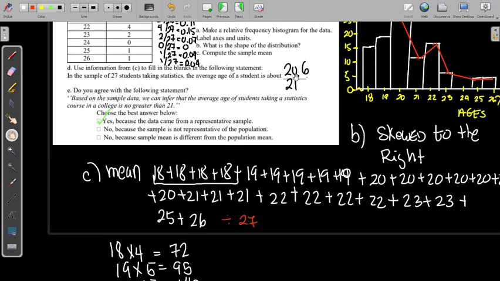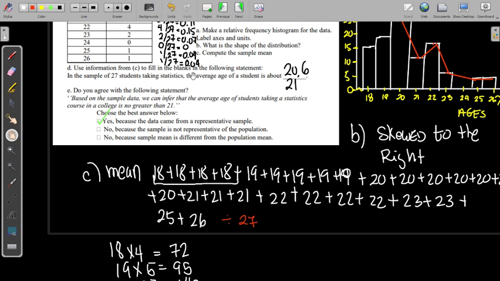It's okay, but I'd rather have 20.6 because that is the actual number that we got. Now, based on this information, can we say that the sample data gives us an opinion? Can we deduce, can we infer, that the average age of the student taking statistics courses in college is not greater than 21? Yeah, it's not greater than 21.